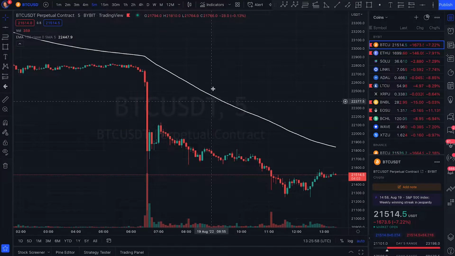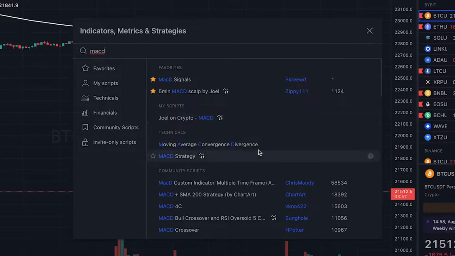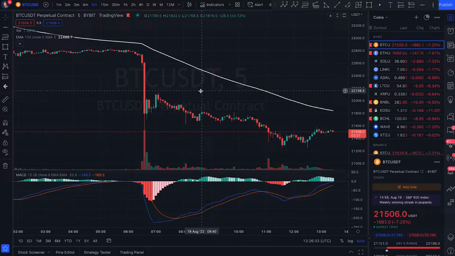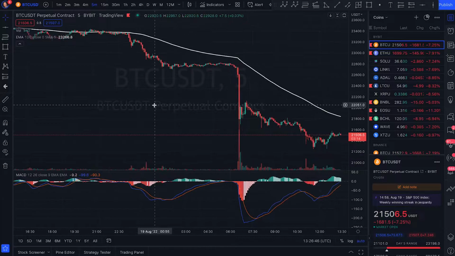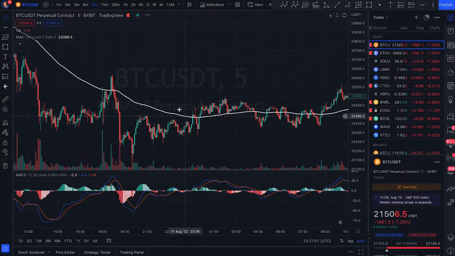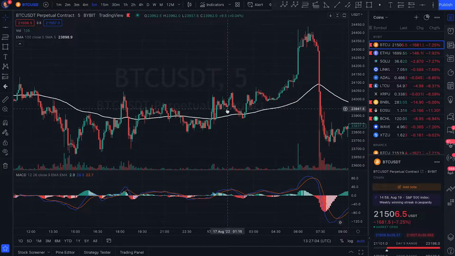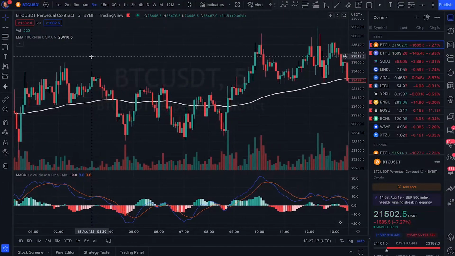And now we will also need to add the MACD indicator to the chart. So search for MACD and add moving average convergence divergence into the chart. And the entry criteria are very simple for this strategy. Like most other scalping strategies, we use the EMA as a trend indication. So when the price action is below the 100 EMA in this case, we are only allowed to take short positions. And the opposite, when the price action is above the 100 EMA, we are only allowed to take long positions.